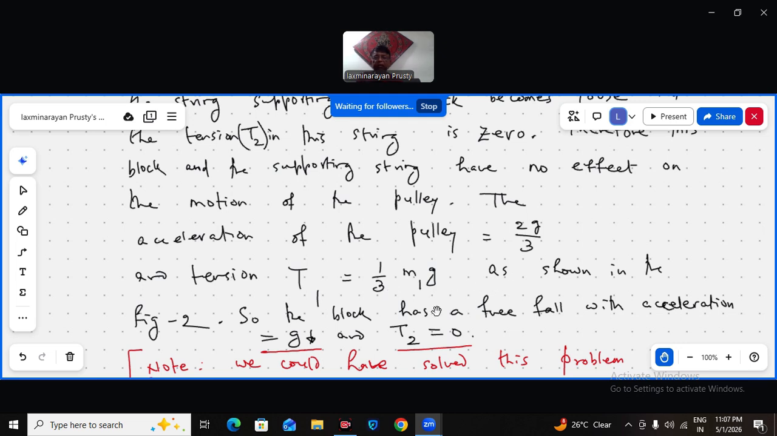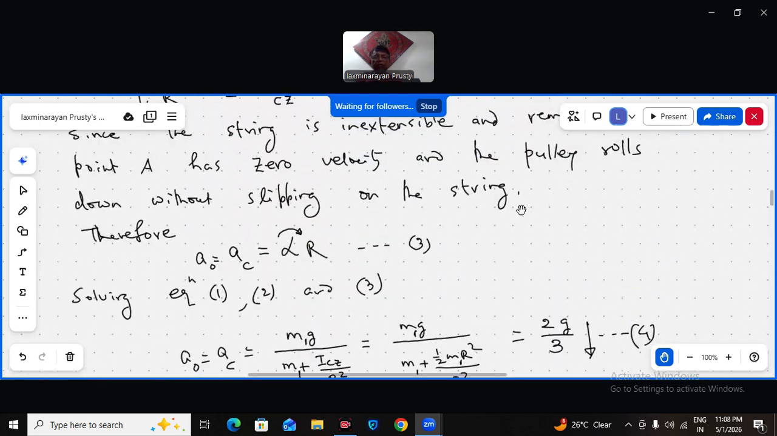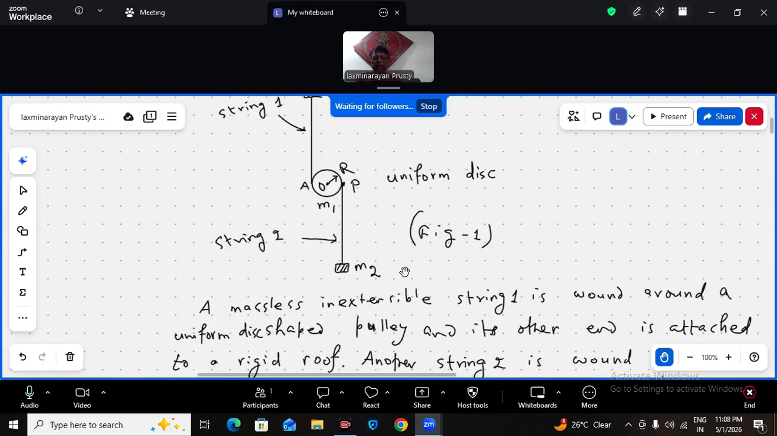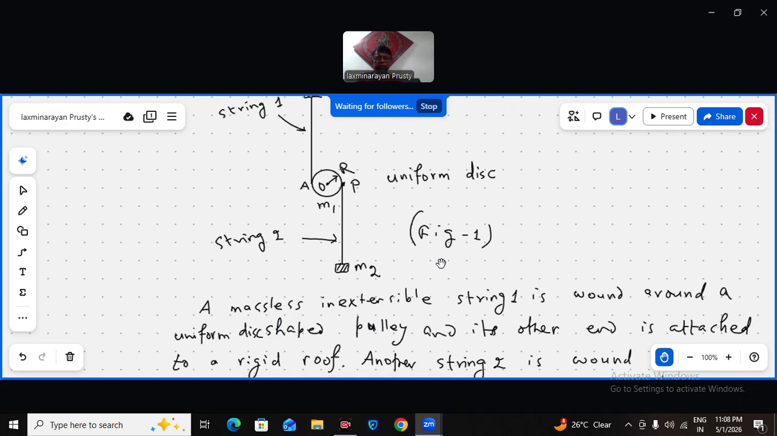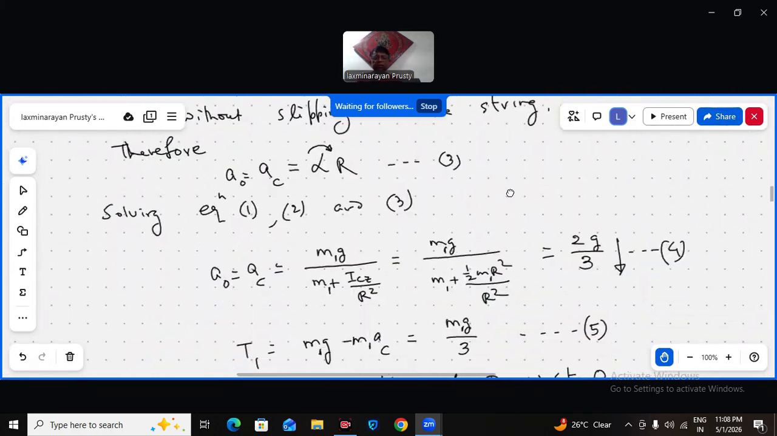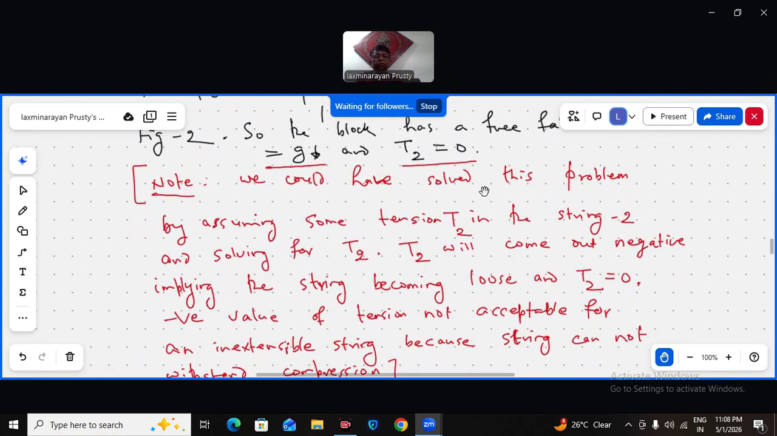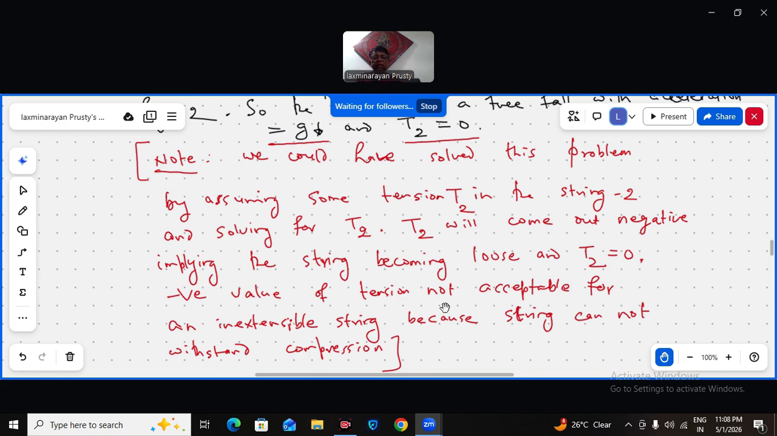I have already discussed this in figure 2. So the block has free fall with acceleration g downward and T2 equal to 0. Very simple. Even if you calculate it by taking T2 and writing the basic dynamic equation of the rigid body, you will find that T2 is negative. That means negative tension is not possible, so it will be 0. That's what I am writing here also. We could have solved this problem by assuming some tension T2 in the string 2 and solving for T2. T2 will come out negative, implying the string becomes loose and T2 is equal to 0. So negative value of tension is not acceptable.